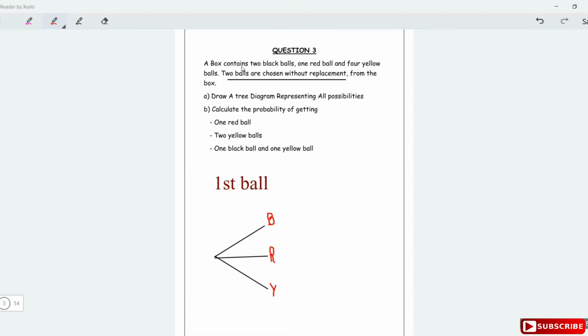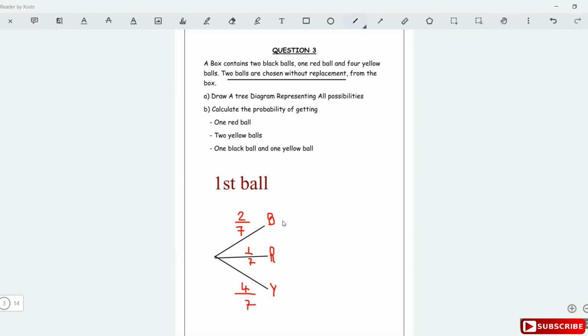It says a box contains 2 black balls, 1 red and 4 yellow. In total, there are 2, 3, 7 balls in the bag. So it's 2 out of 7 to get a black. To get a red is 1 out of 7. To get a yellow is 4 out of 7. Nice. That's to get your first ball. Easy. Then look now.